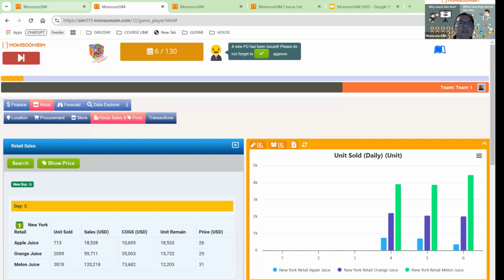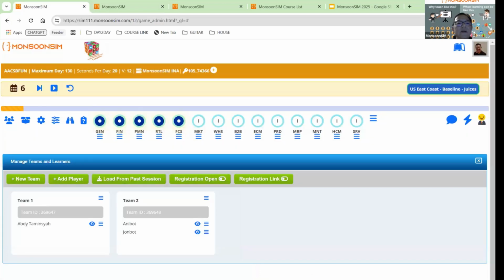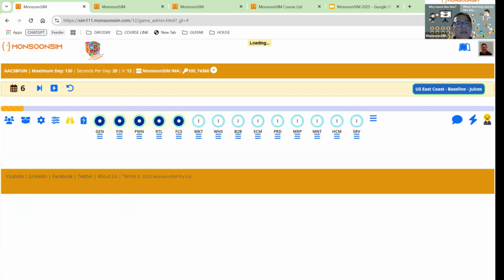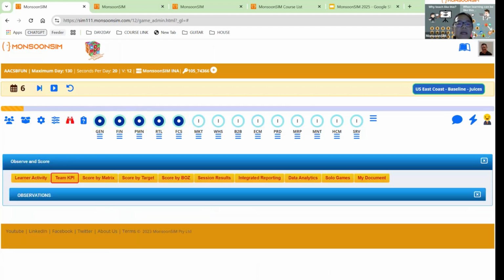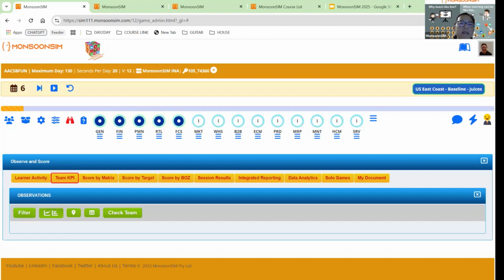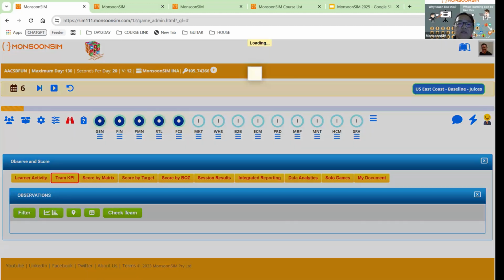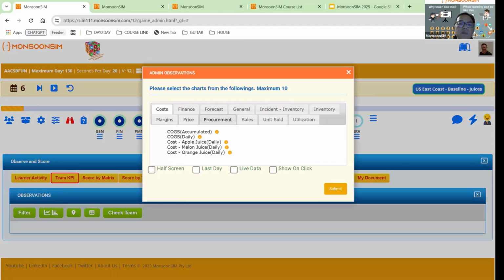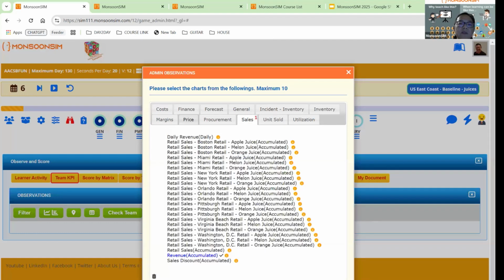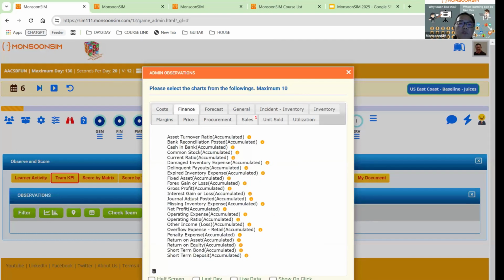Now, back to the teacher view. From here I can monitor all the KPIs, the team's KPIs. I can see the student sales, for example. I can see the revenue, the sales, and also the gross profit and net profit. I can see half screen. I can see last day data. So this is what I saw.